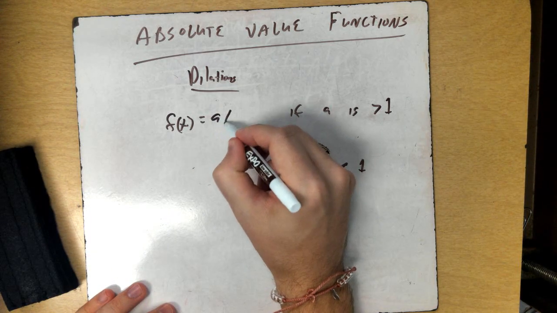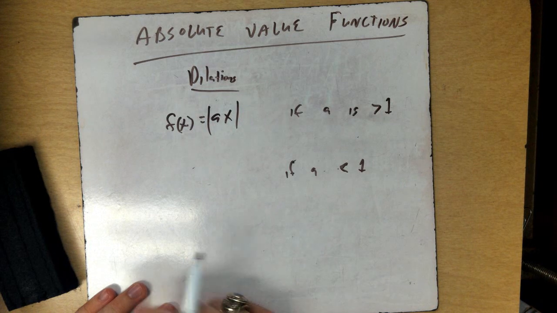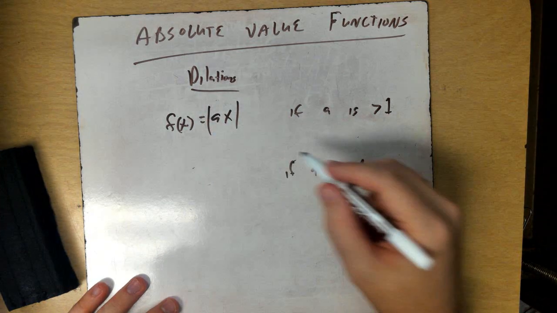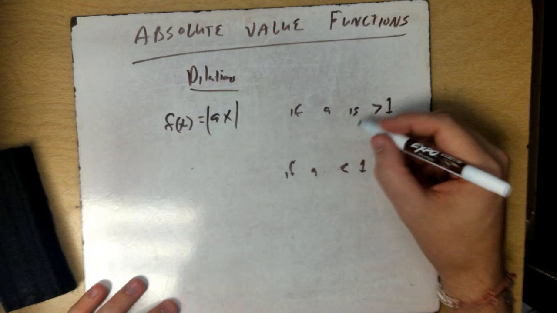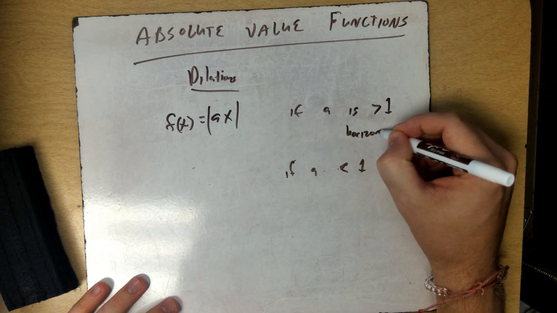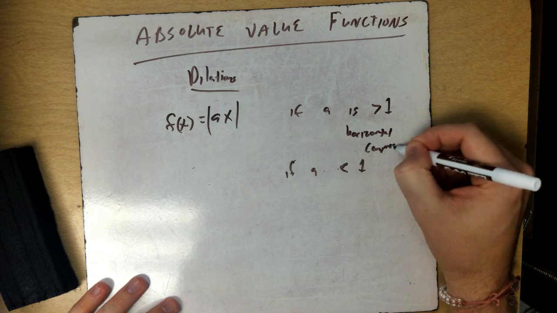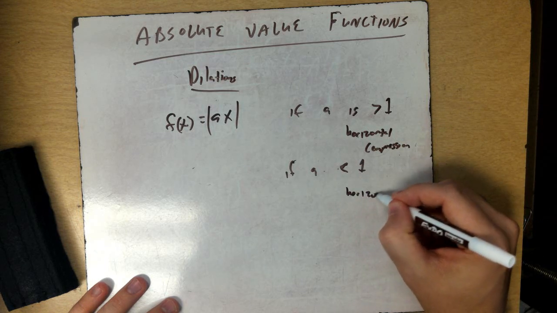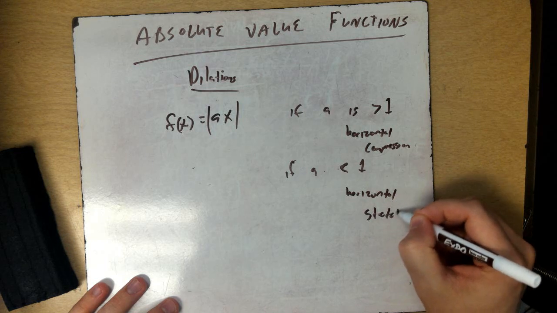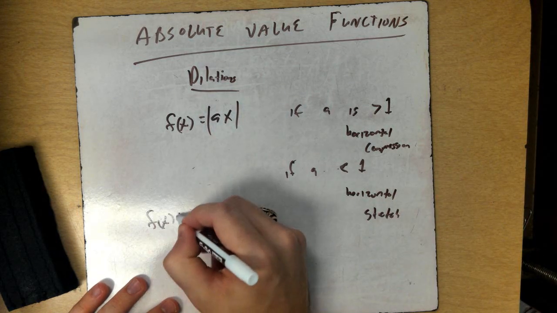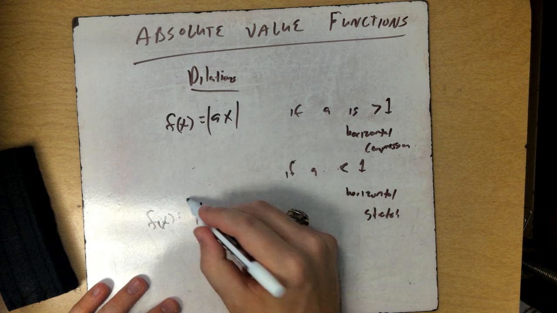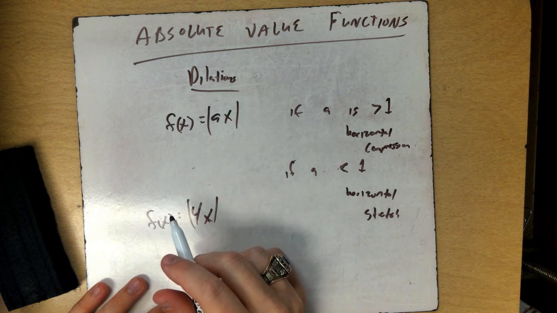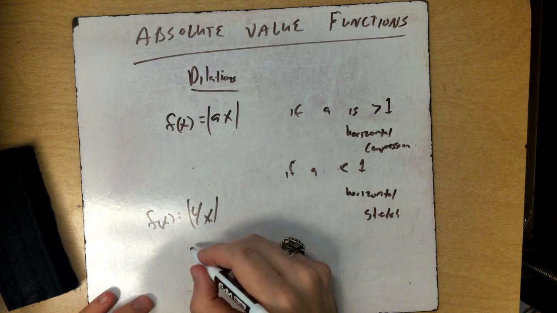Now if we have this, where everything is in parentheses, now we're talking about horizontal compressions and stretches, right? So now if it's in parentheses, if a is greater than 1, we have a horizontal compression, and if it's less than 1, we have a horizontal stretch. Right, so if we have the absolute value of 4x, this is greater than 1, so we have a horizontal compression.